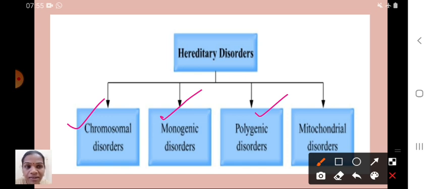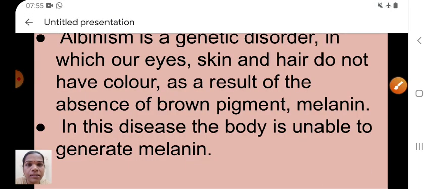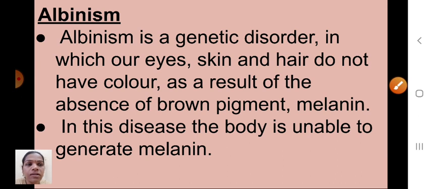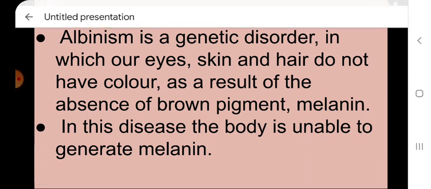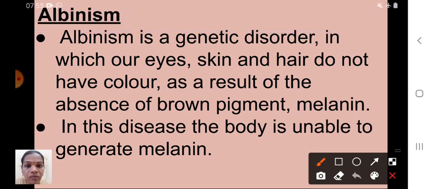Are you ready, children? Yes, first one is what? Albinism. Okay, it is a monogenic disorder. See here what are the symptoms, and next one is what is the remedy for these diseases we will discuss now. Albinism is a genetic disorder in which what are the symptoms? See here, children, in which our eyes, skin and hair do not have original color. Okay, as a result of the absence of brown pigment, that is called melanin.